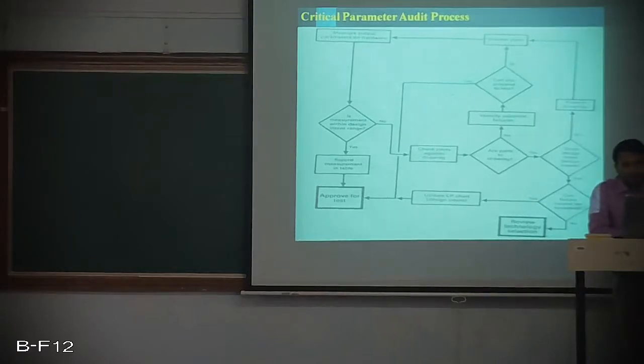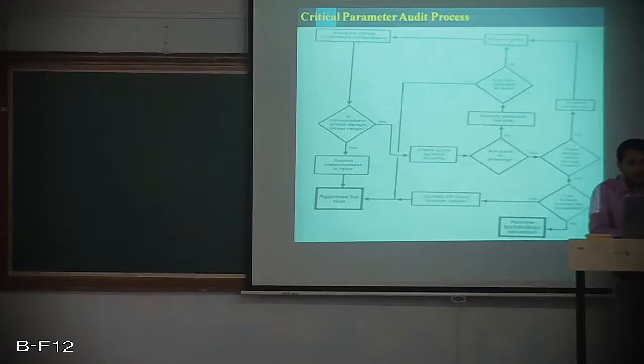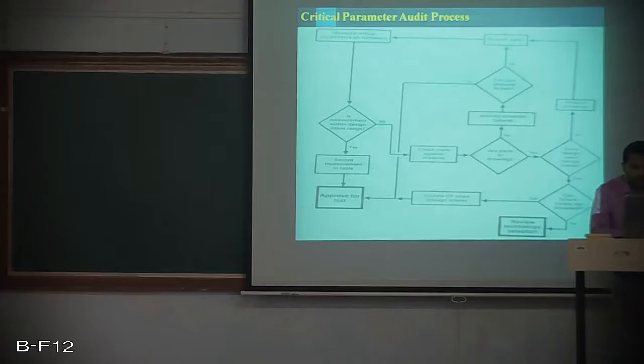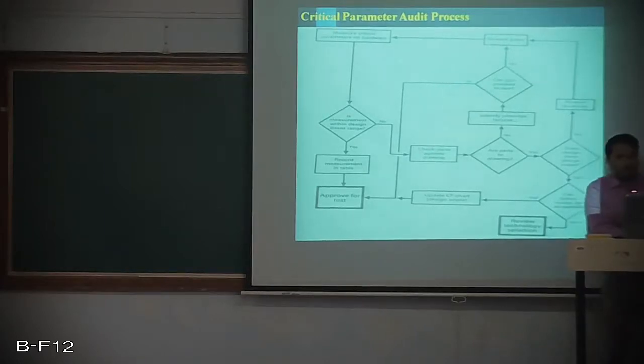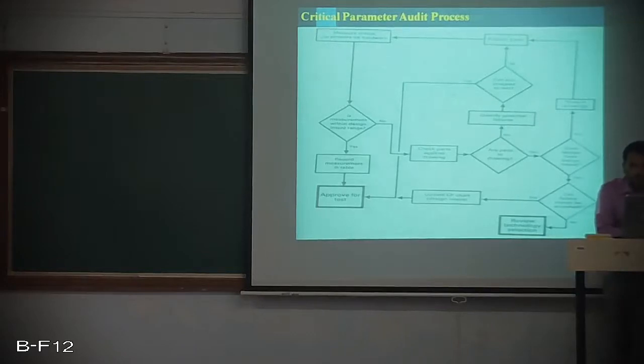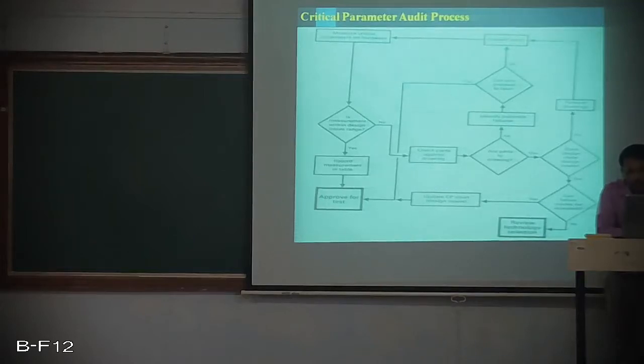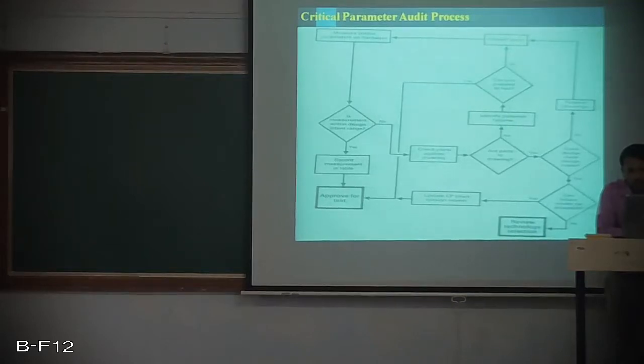In the critical parameter audit process, first you need to measure the critical parameters on the hardware, and then check whether the measurement is within the design intent or design range or not. If yes, record the measurement in the table and then approve for test. If no, then check parts against the drawings that are not within the design range, and check whether the parts have been transferred to drawing.